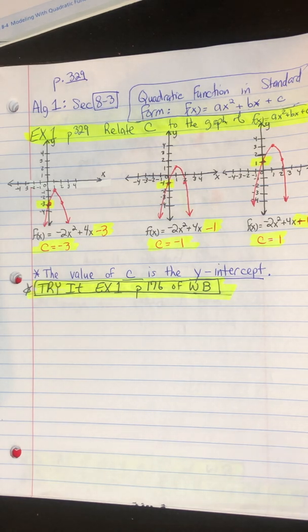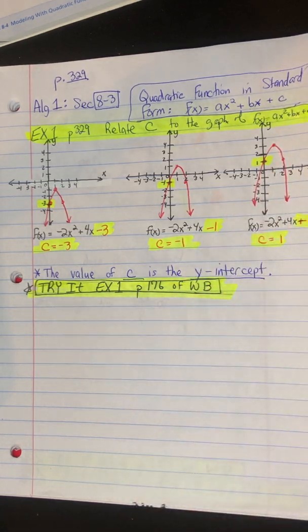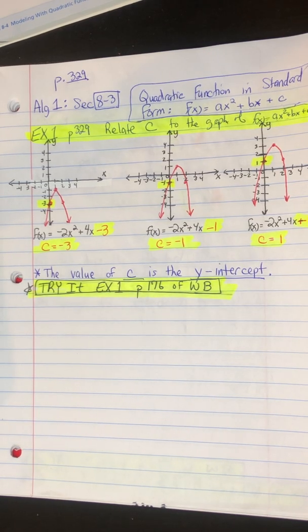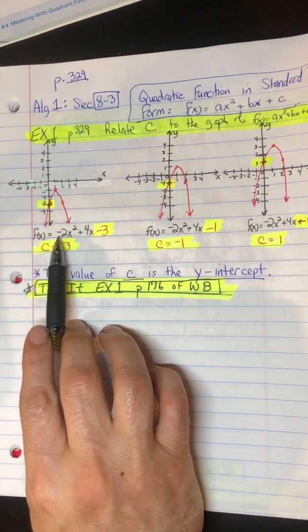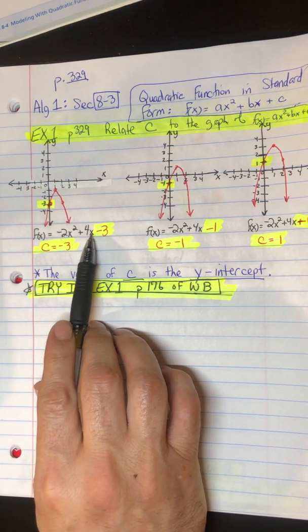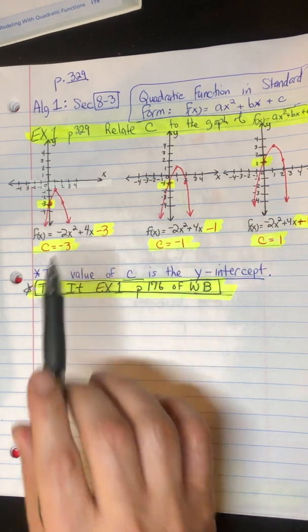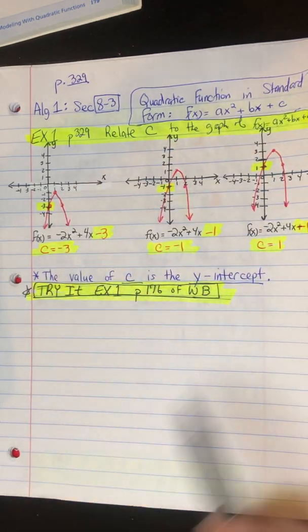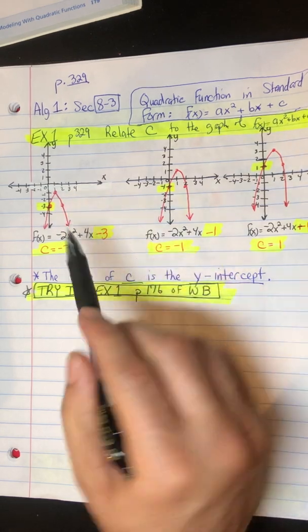Example 1 talks about relating C to the graph of f of x equals ax squared plus bx plus c. We have three functions here, and I graphed all three of them. We want to see what C is in the actual graph. This function is f of x equals negative 2x squared plus 4x minus 3, and C is negative 3. We'll learn how to graph these functions in example 2. For now, this is the graph of the first function.